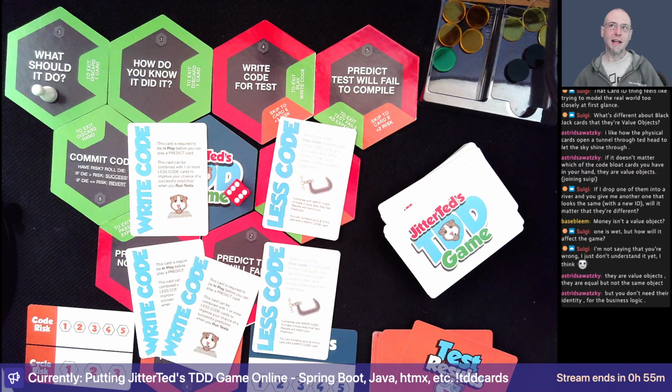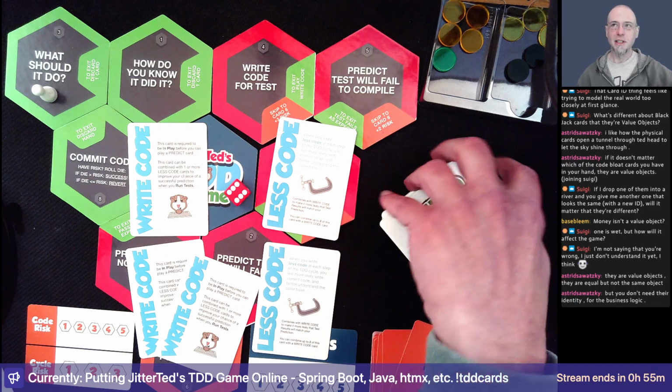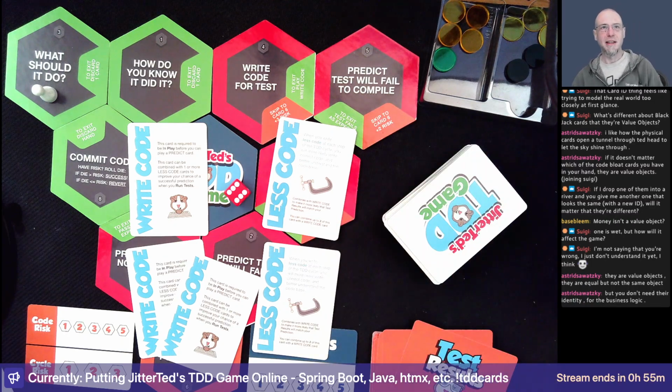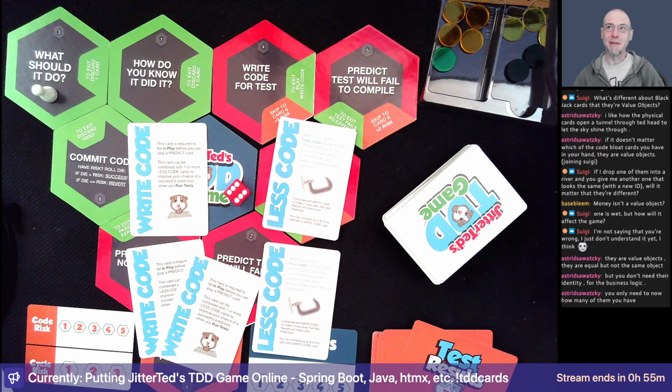So I think I'm willing to say that they are value objects, but that one of their attributes is a number of which one they are. And then maybe that satisfies everybody.